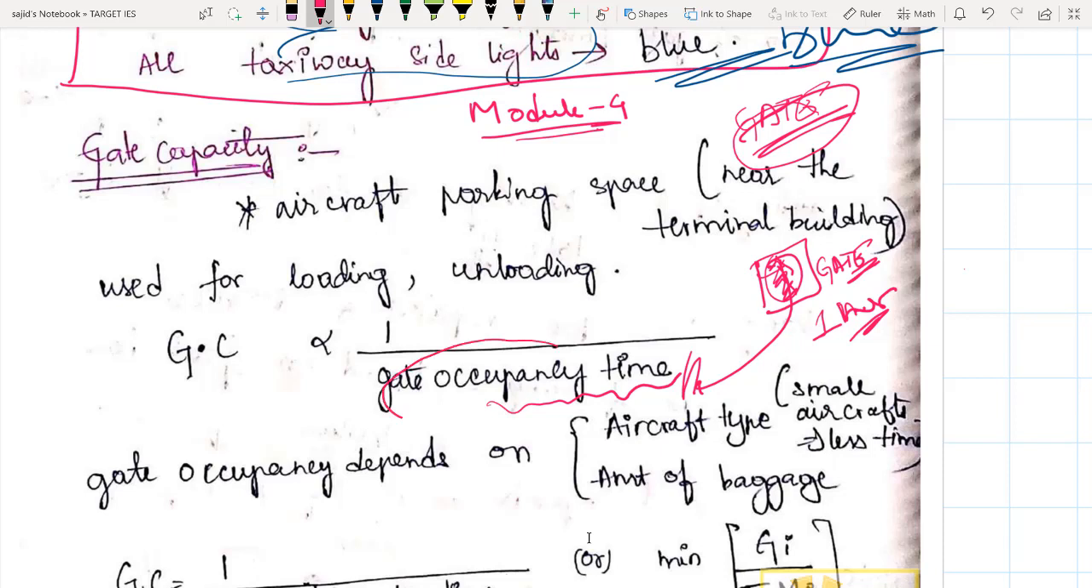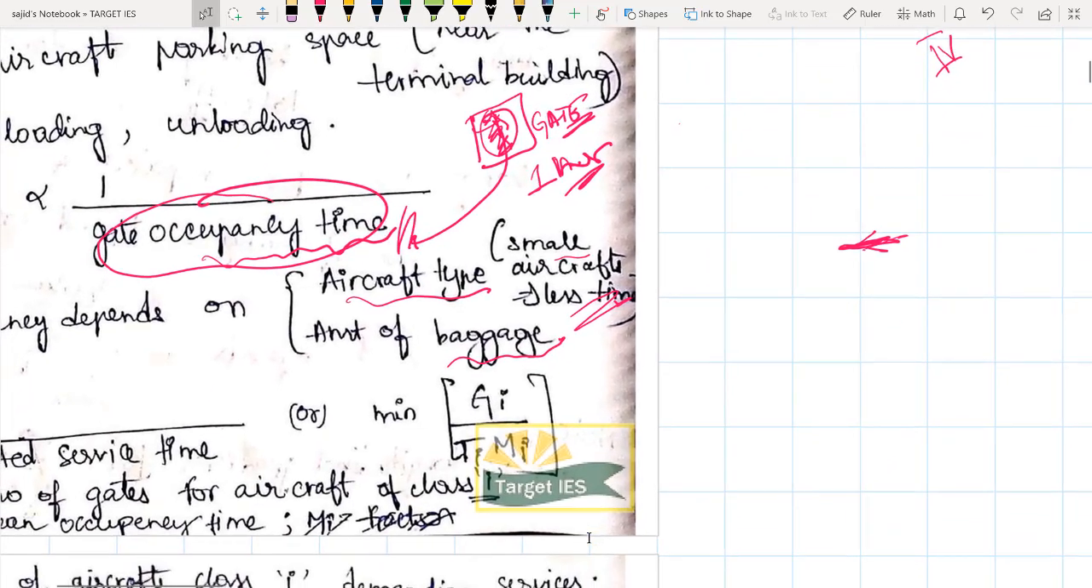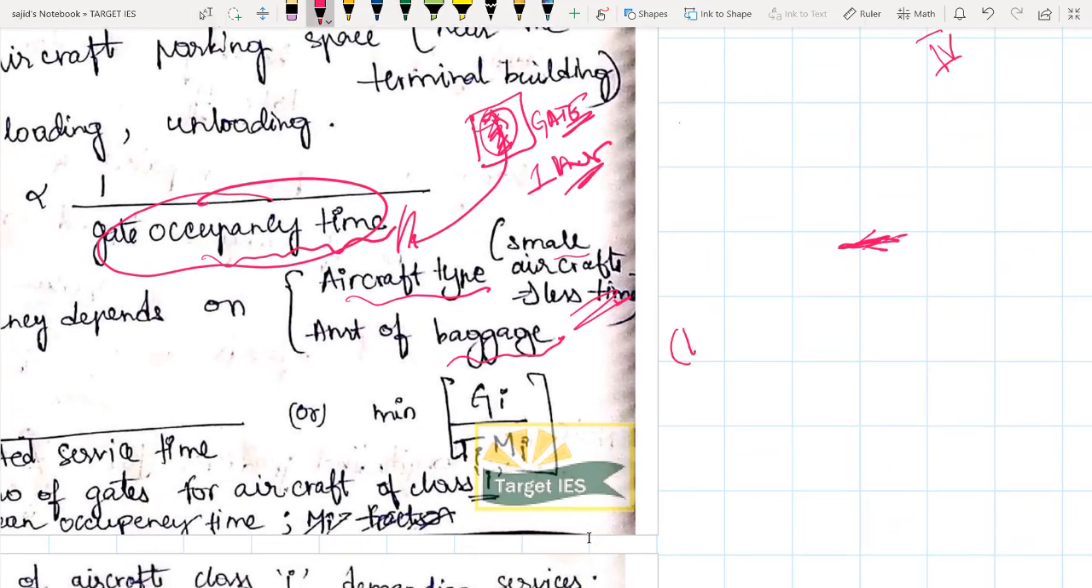And this gate occupancy time depends on two things. One is aircraft type: if it is a smaller aircraft then it will take less time. The other is the amount of baggage, which includes even the number of people and the number of cargo items you are taking out. So aircraft type is also a very important, though small, concept. Please make a note. There are basically 4 aircraft types we classify. If you want to write it down you can, or else it's okay, because we are civil engineers and have no real relation with this. But if you want, you can make a note.